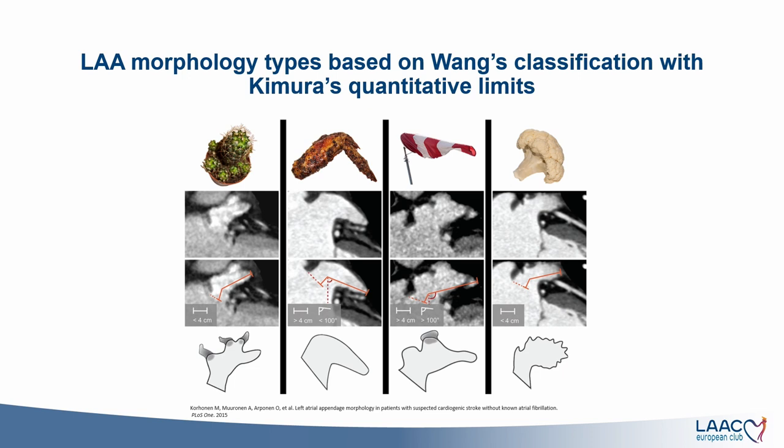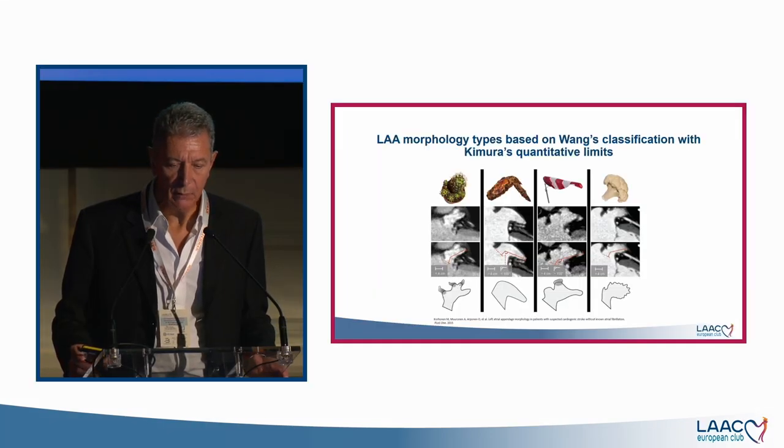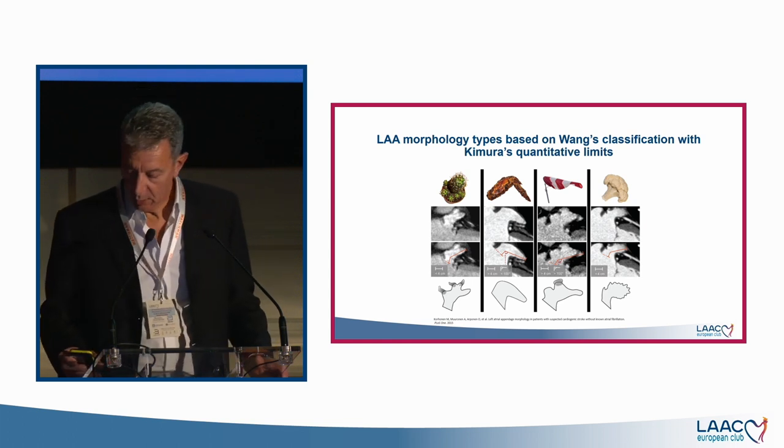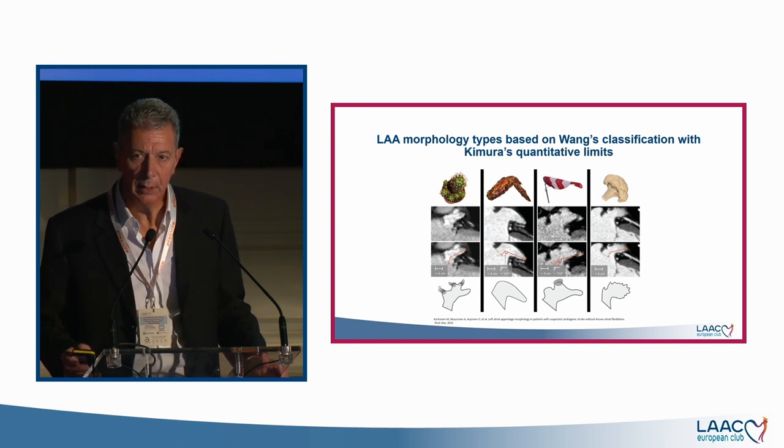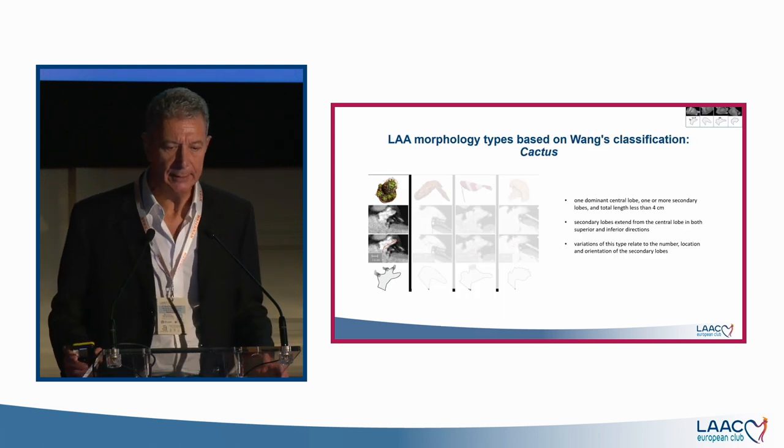The introduction of the definition of the ostium, that is the red dashed line, the definition of the length of the LAA, that is the center line that connects the ostium with the farthest point of the main lobe of the LAA, and the concept of the bending. The grade of the bending is the angle between an imaginary vertical line, you see the dashed line in the chicken wing image, and the main axis of the LAA in the main lobe, from that point to the farthest point of the LAA. On the basis of this additional quantitative data, we can review the classification.